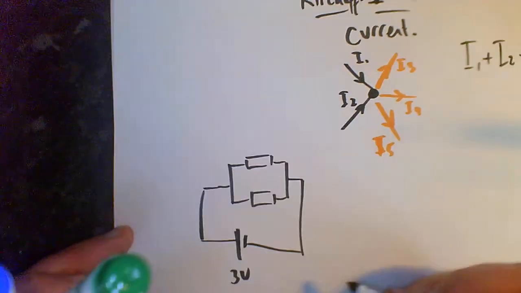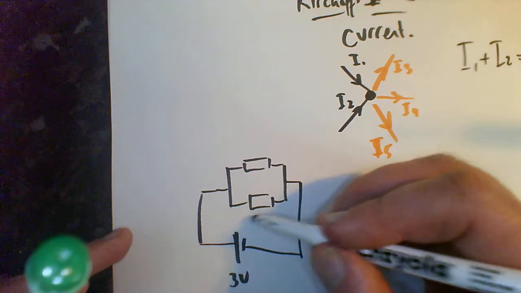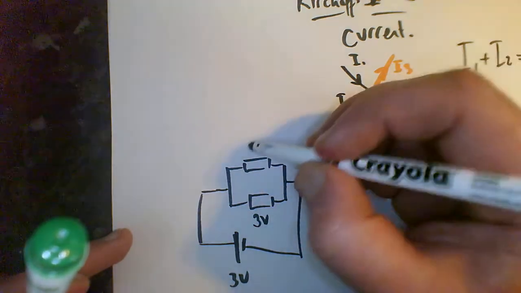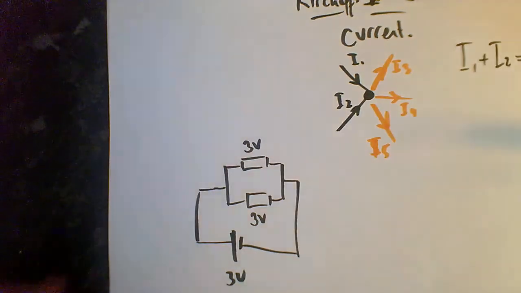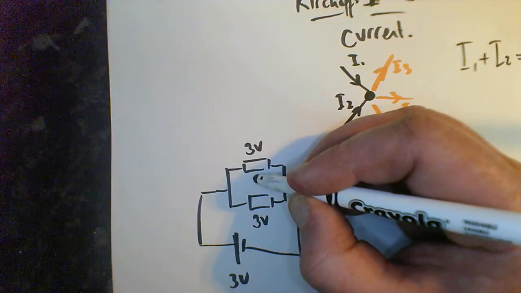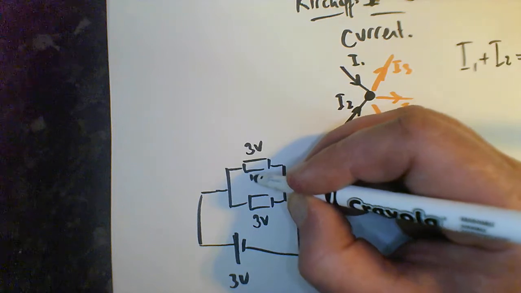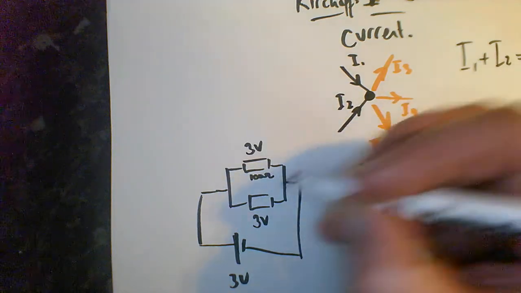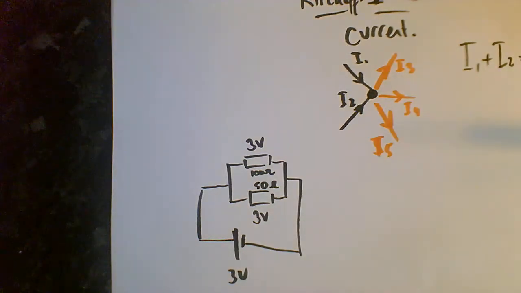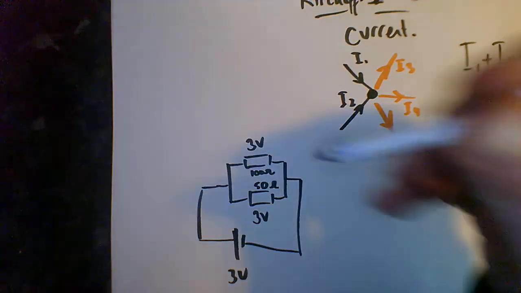And we'll have 3 volts going in there. What would we have across this one here? You should be comfortable with knowing that that's 3 volts and that's 3 volts as well. And let's say that this is 100 ohms and this is 50 ohms. Alright, so what's going to be the current going through this one then?